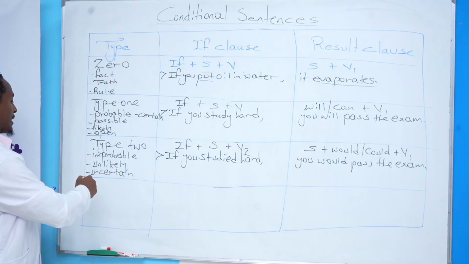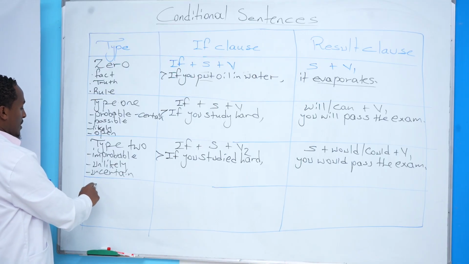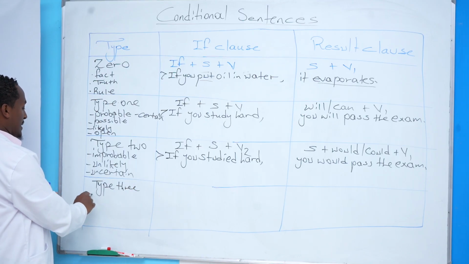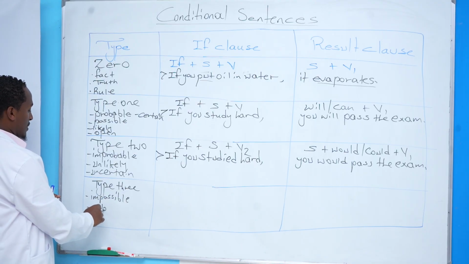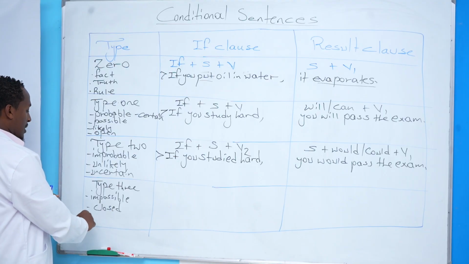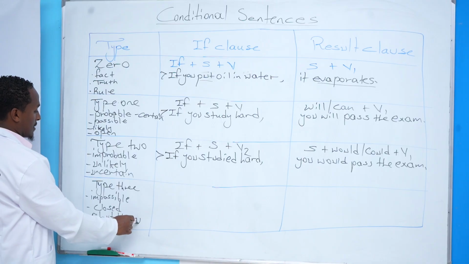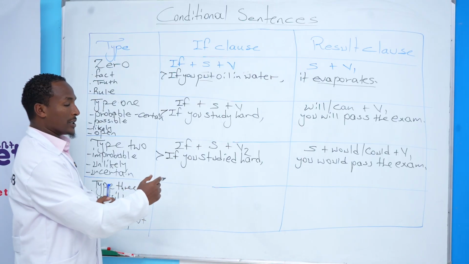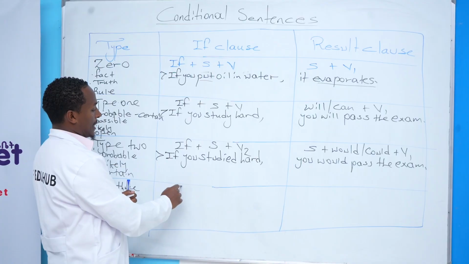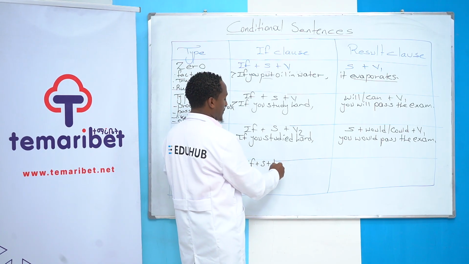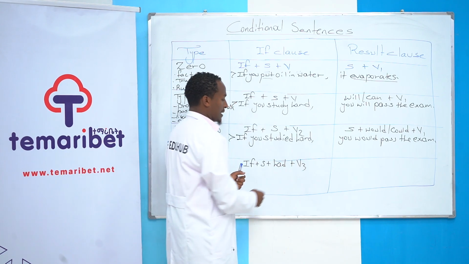The next one is conditional type 3, which is regret or past conditional. Conditional type 3 is impossible, or closed, or it is about the past. Okay? About the past. The pattern of conditional type 3 is if plus subject plus had plus verb 3, or past perfect.